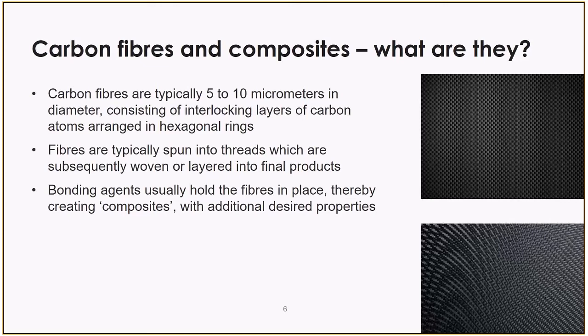Typically, fibers are 5 to 10 microns in diameter, and then they are spun into threads. These threads can be woven into fabrics, or they can be held together by a binder, such as a plastic or a cement, thereby giving rise to a composite. May I have the next slide, please?